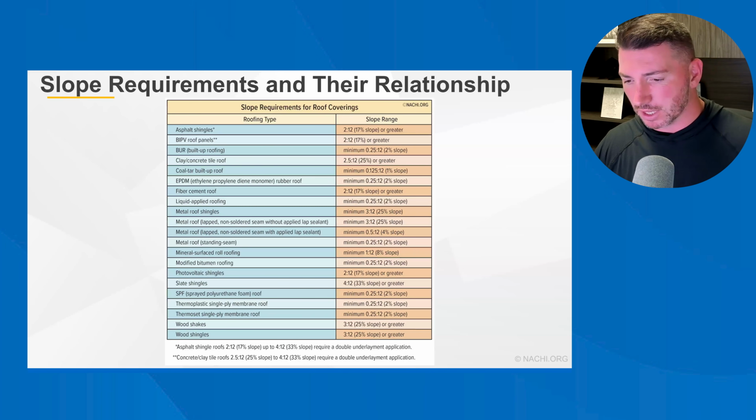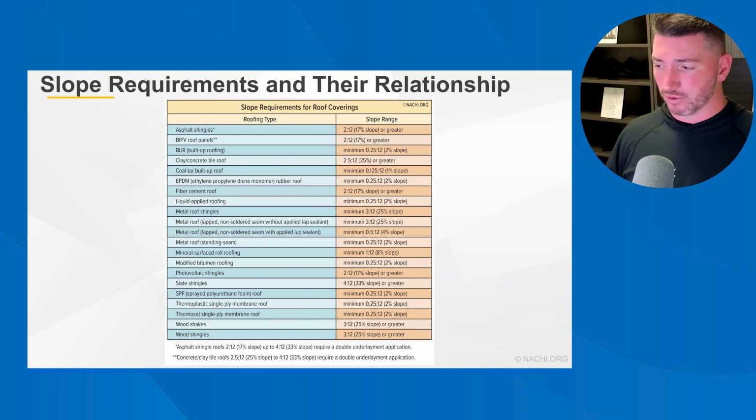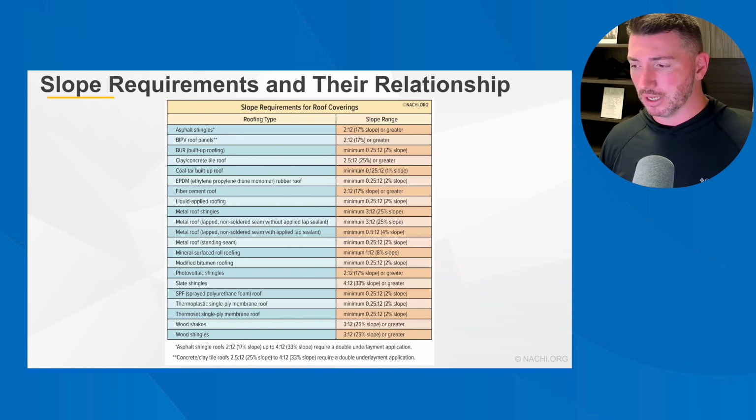Slope requirements and their relationship. Again, you've got steep roofing and low slope roofing. Steep roofing is greater than 2:12 in a lot of instances, 2 to 4:12 with some caveats, but 4:12 plus, you're good to go. Asphalt shingled roofs require a double underlayment application between 2:12 and 4:12. Concrete and clay tile roofs, 2.5:12 up to 4:12, require a double underlayment application also.